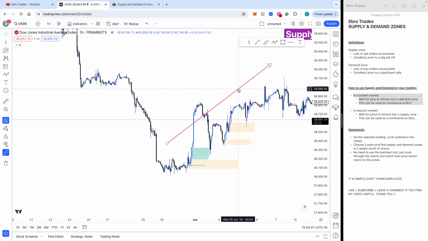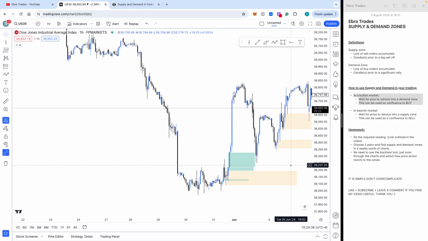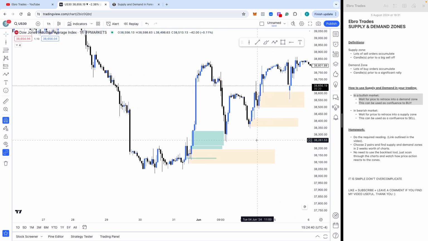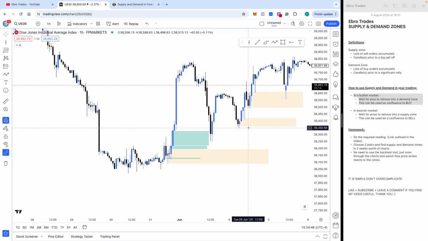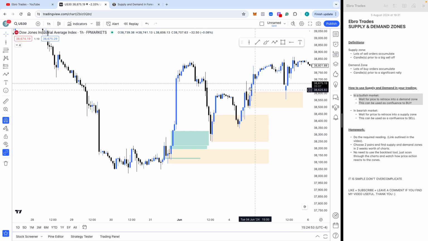Rewatch what I just said and it will make more sense. So we're bullish, right? What does that mean? It means that demand zones would be areas of interest for buyers. So let's mark out all our demand zones here. We've got a demand zone here. We've got a demand zone here just before this rally.